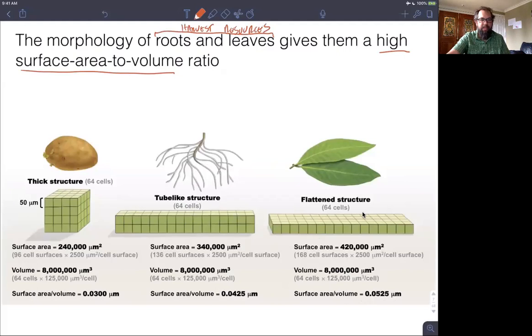If we think of a thick structure like this one with its surface area to volume ratio, we can think about what the main role of something like this is. This is a potato. For those that don't know, a potato is an underground stem, and it's modified for starch storage.